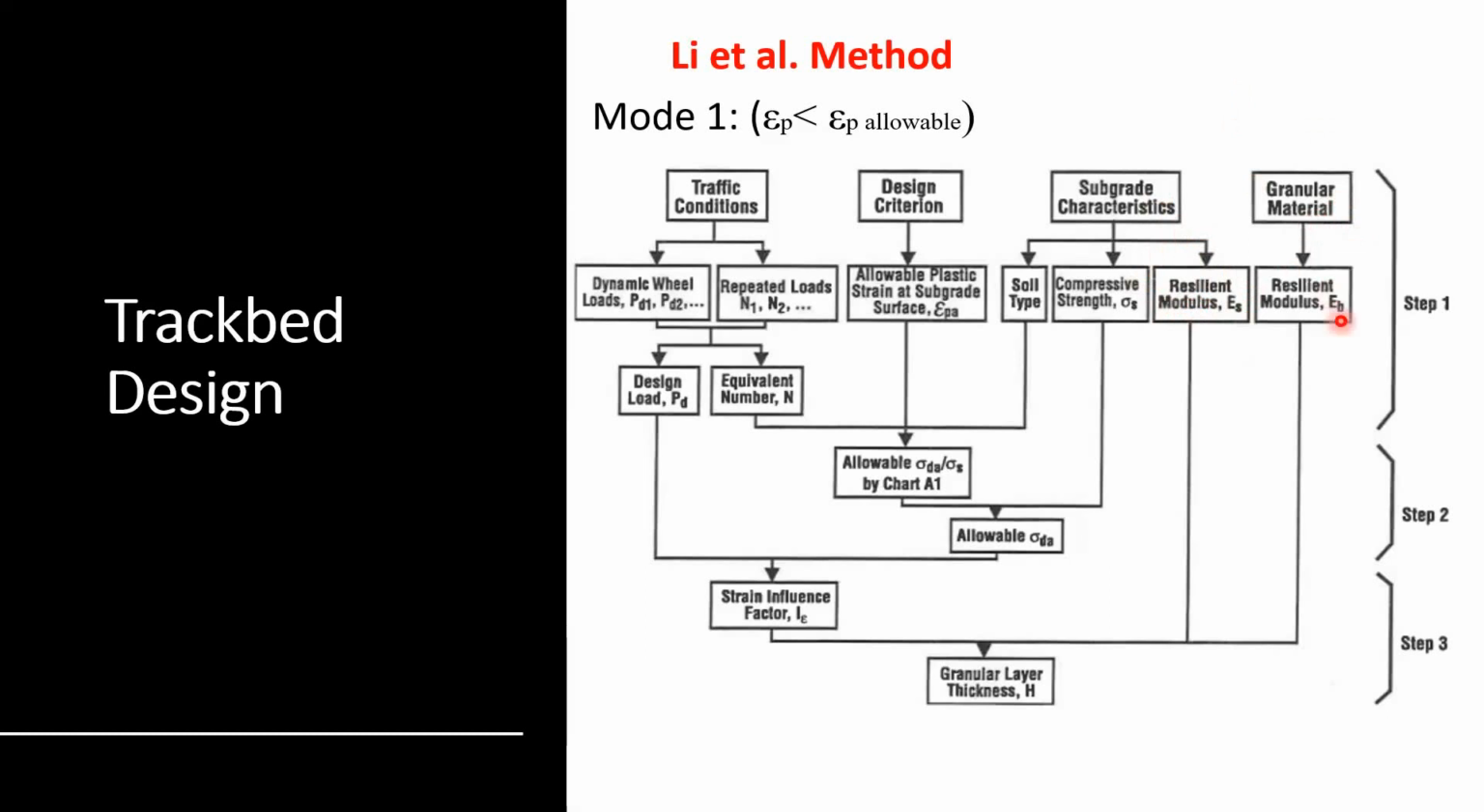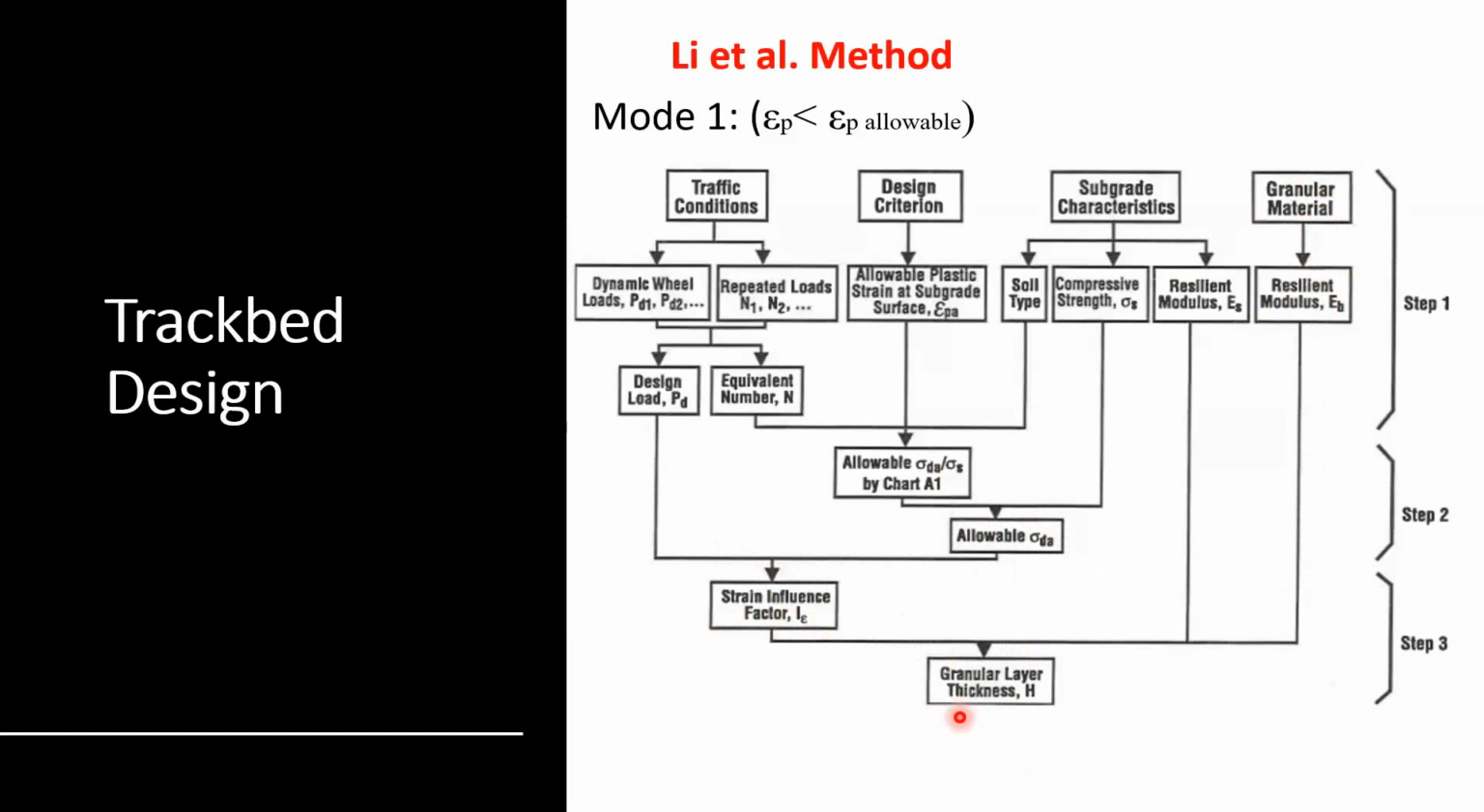The granular material resilient moduli are usually given in your design specifications. These are target resilient moduli, usually significantly higher than the soils, just because of the crushed rock nature of your granular material. You take all this, you have your allowable deviatoric stress. You go through charts, I'll show you this in a bit. You get your strain influence, and from there you can get your granular thickness.